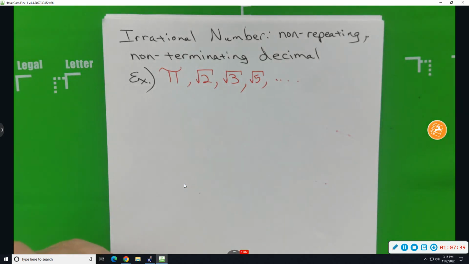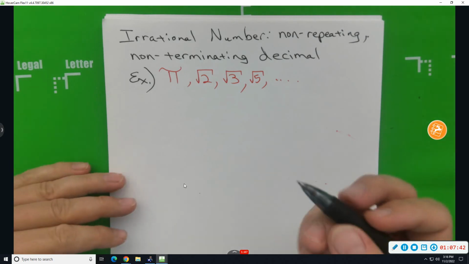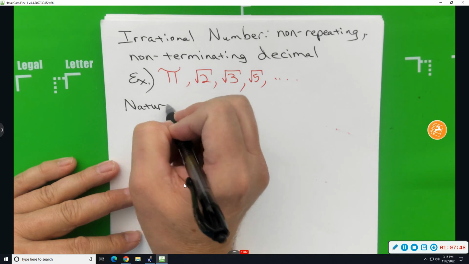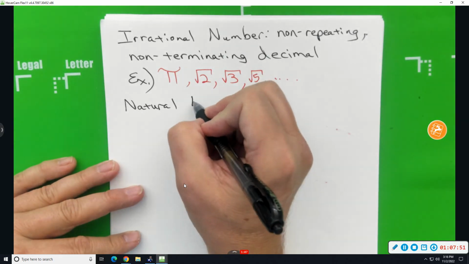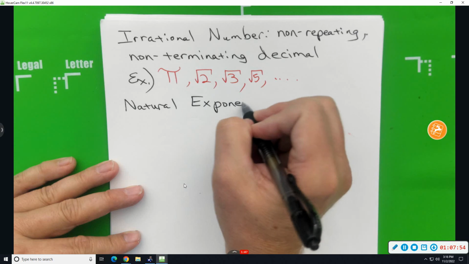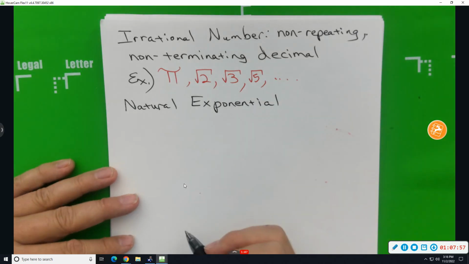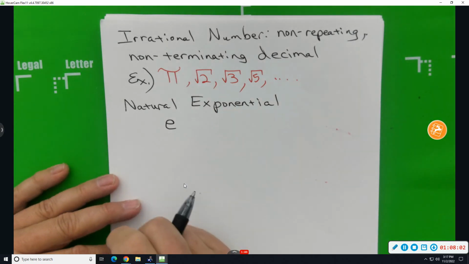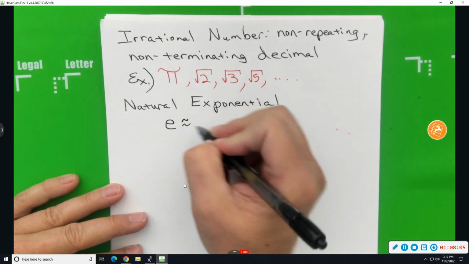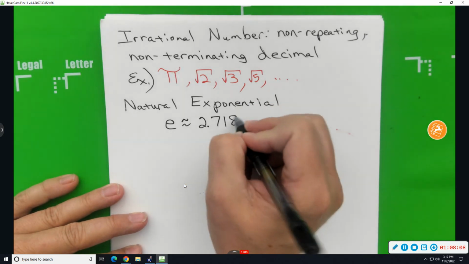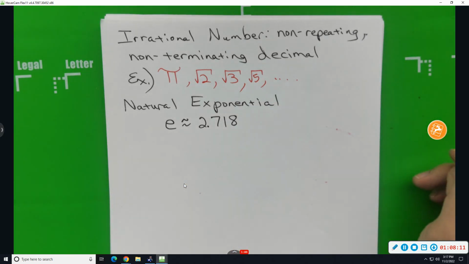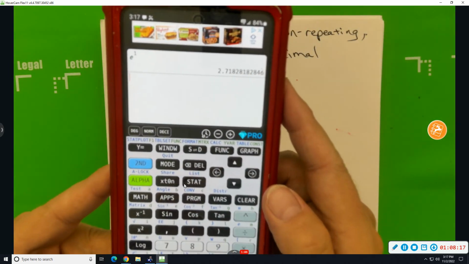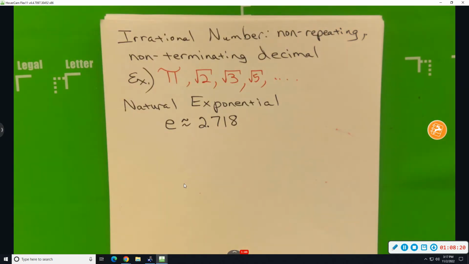There's another irrational number that is important for us. It's called the natural exponential. It's denoted using a lowercase letter e, and it's approximately 2.71828. Well, we could just use my calculator.